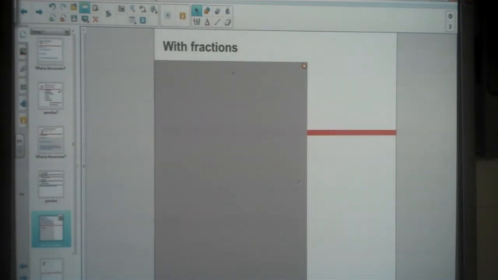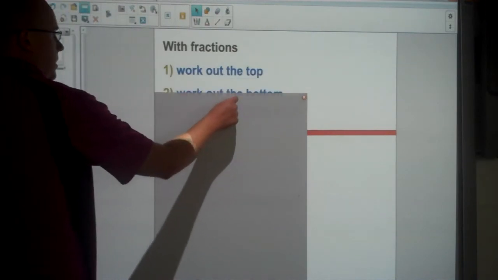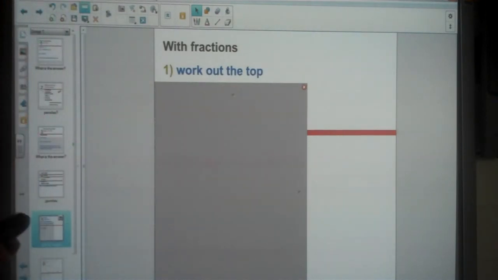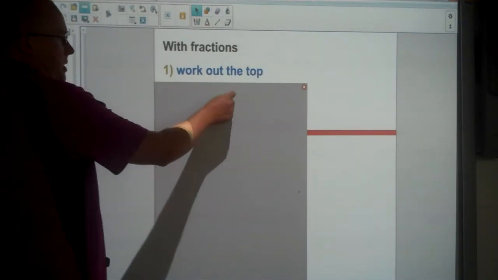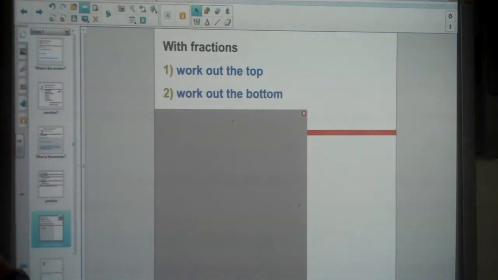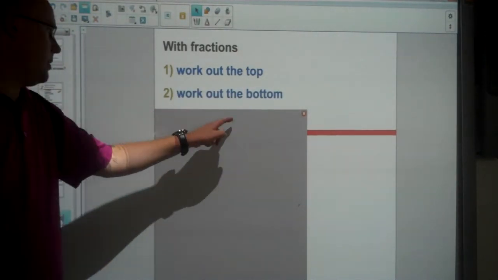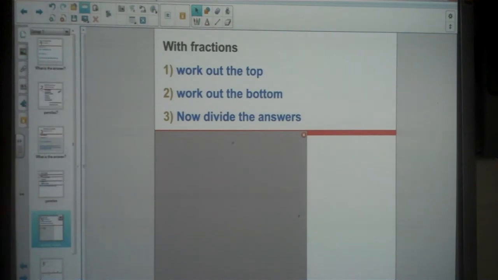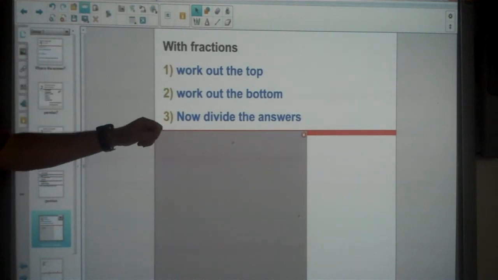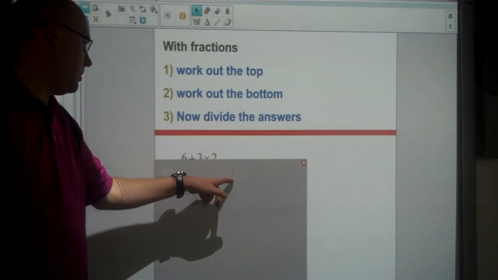Now, there are some additional questions that I can ask with relation to this. So, for example, fraction questions. If we've got a fraction, we should work out the top of the fraction first, or the numerator if you prefer. Then you should work out the bottom of the fraction, or the denominator. And then you can go ahead and divide the answers, as the line on the fraction means divide.